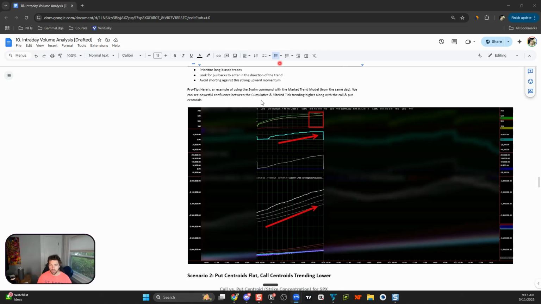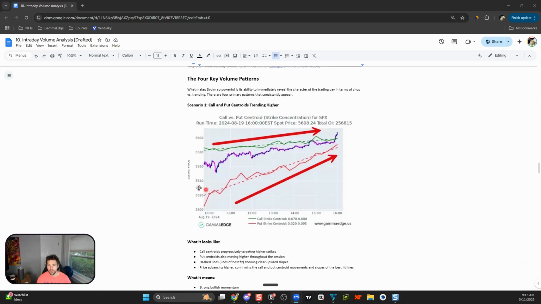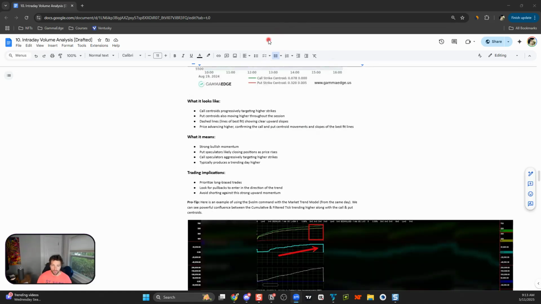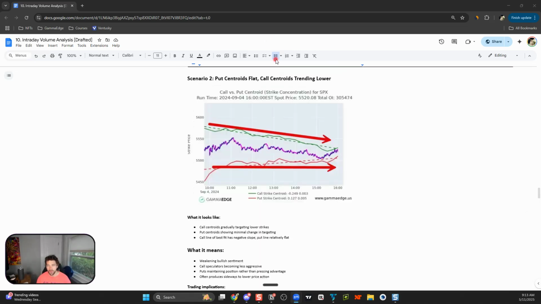And again, going back to that pro tip, here is the market trend model from that exact same day. We can see a strong linear update, filter tick buying as well, and intraday volume action trending higher. So that is very informative on an intraday basis, right? Because if you know the direction of the trend and you know where price is not headed, that is super, super useful.